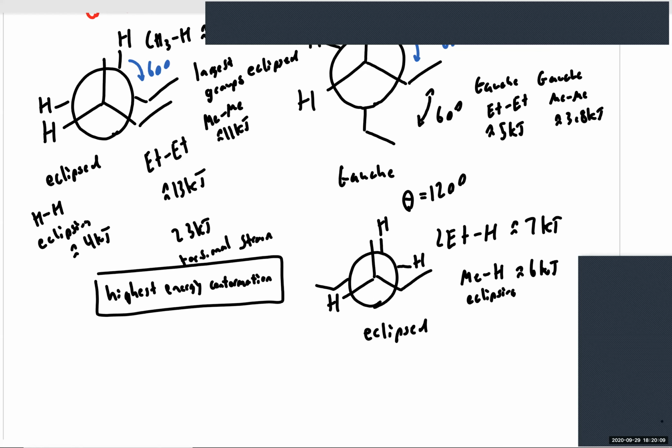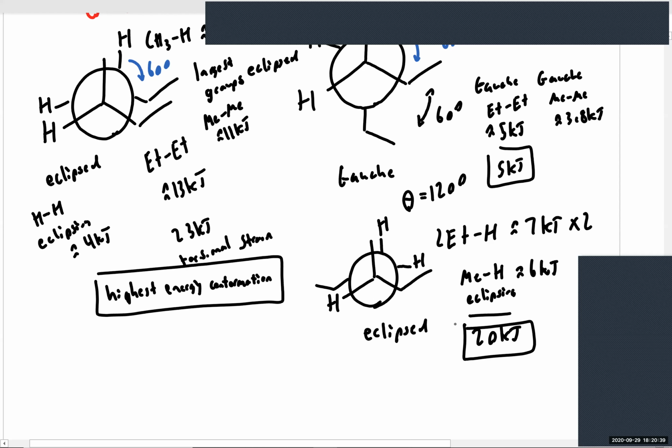Perfect. So now we take our interactions. We have two ethyl hydrogen interactions. So we have 7 times 2 plus our methyl hydrogen interaction. And that gives us 20 kilojoules of strain, compared to our Gauche interaction, which has around 13.8. Oh, sorry, which has around 5 kilojoules of strain. Okay, let's keep going.